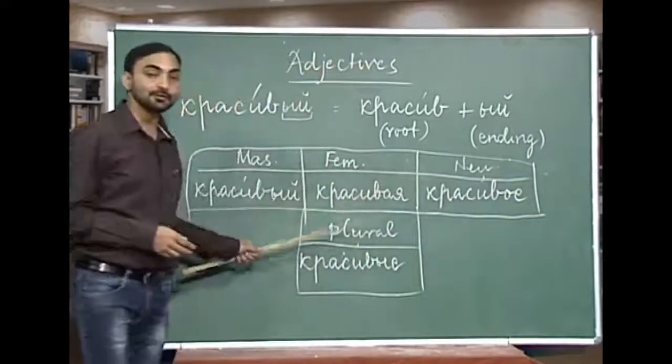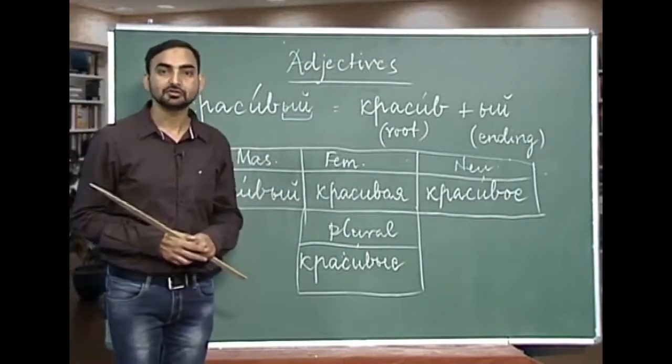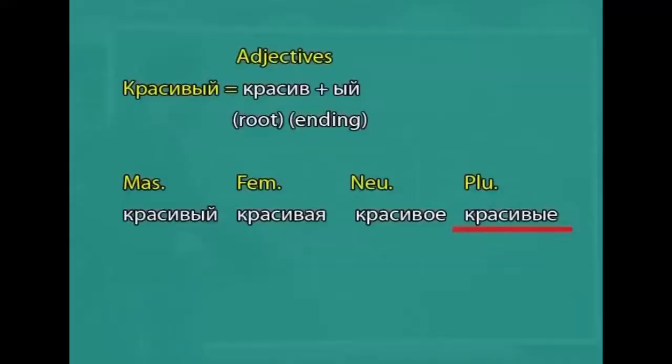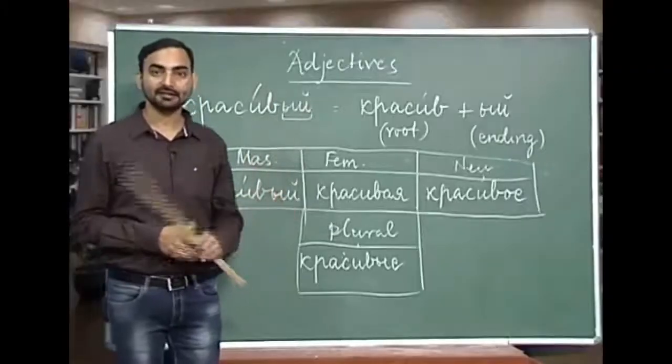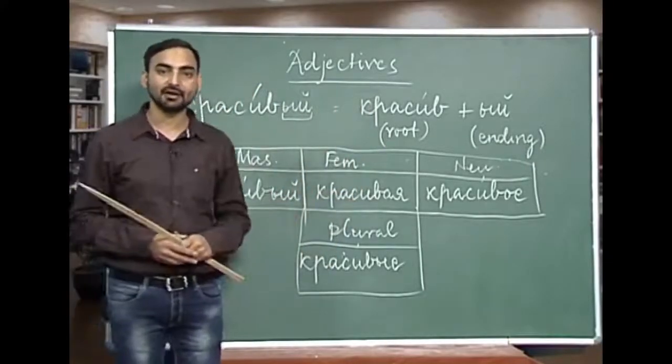And if the noun is plural, for example, cvitti. Cvitti is flowers. Then we will use krasiviye cvitti. So, there are 4 forms of krasivi. Why? Because it changes its form as per the gender and number of the noun.